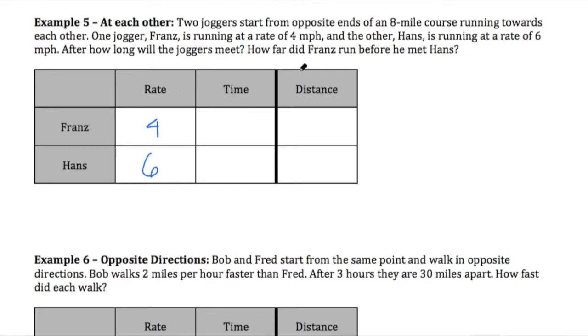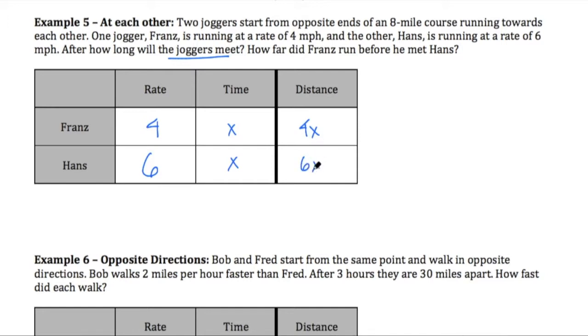Now, how long will it take for the joggers to meet? That's one of our questions. So we do not know how long it will take. The distance that Franz and Hans travel, we don't know those either. Those are another piece of the pie that we don't know, but we know that Franz's rate times his time will be 4x. So that is the distance he's going to go. And Hans will be 6x.